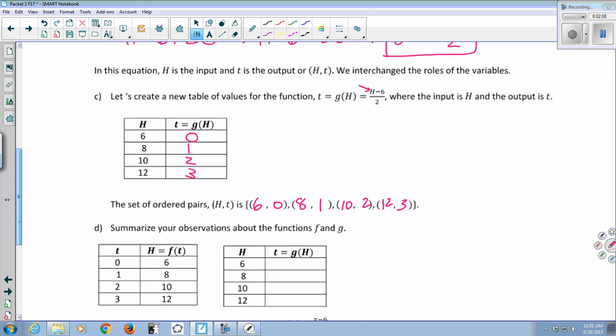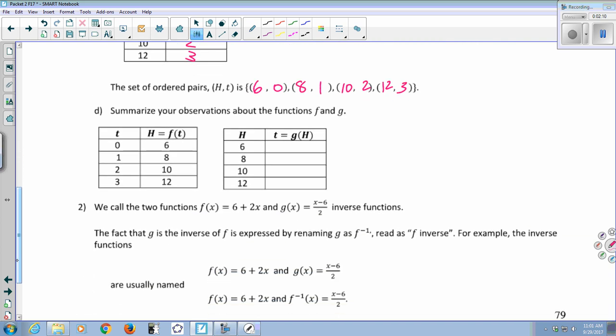So to summarize our observations about the functions f and g, right? Here's where t is my input and h is my output. Now when h is my input and t was my output, I have 0, 1, 2, 3. The tables just flip-flopped, right? The x and y coordinates just changed roles. Inputs and outputs swapped.